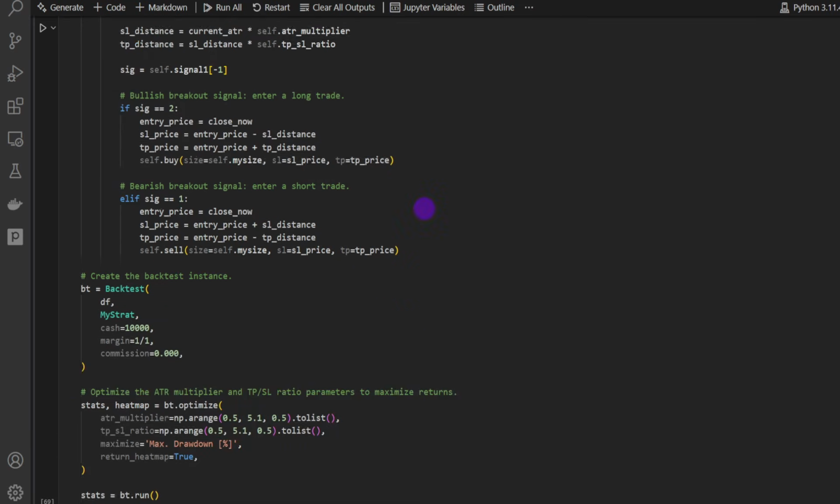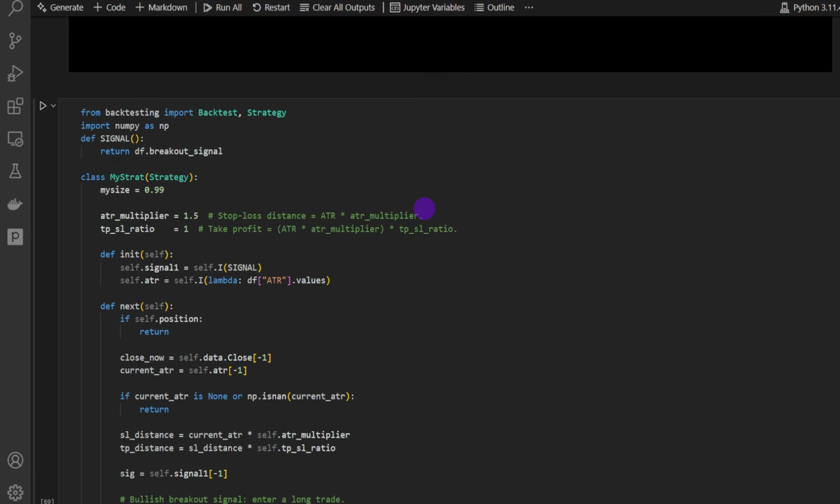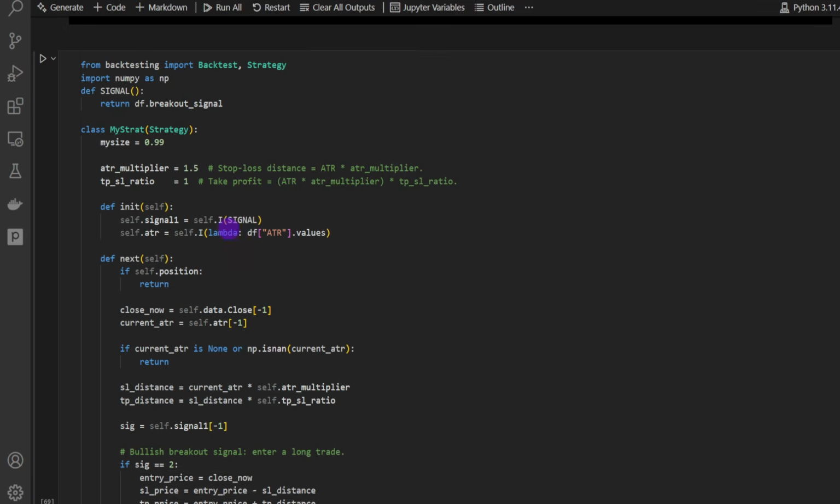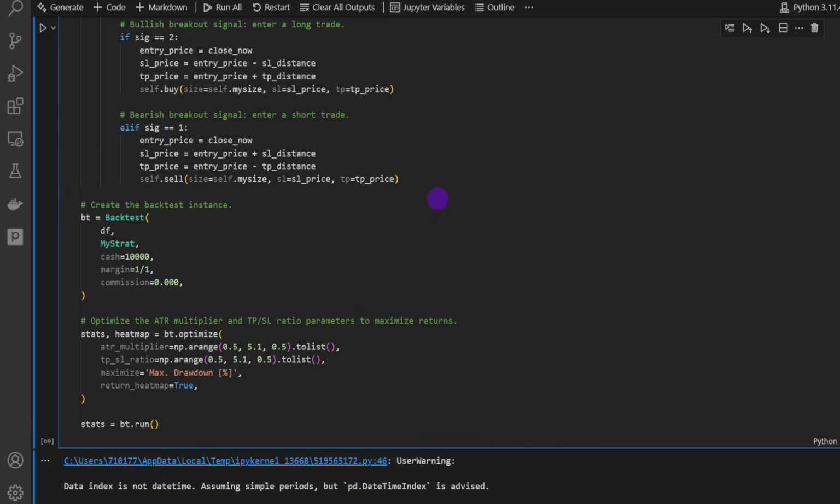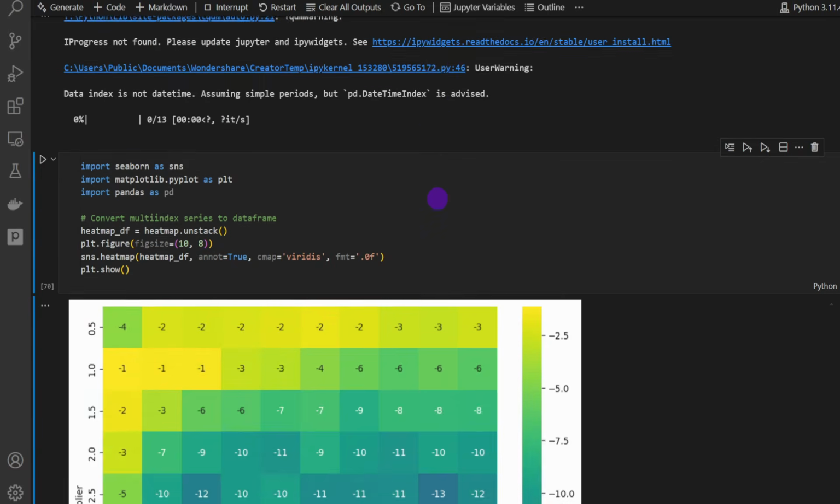Now I've tried to plug this indicator into a full backtesting strategy. The issue is always trade management. So I didn't code anything fancy. It's just an ATR related stop loss distance and the take profit stop loss ratio to conclude with the take profit. And I could run it easily and show you the results.